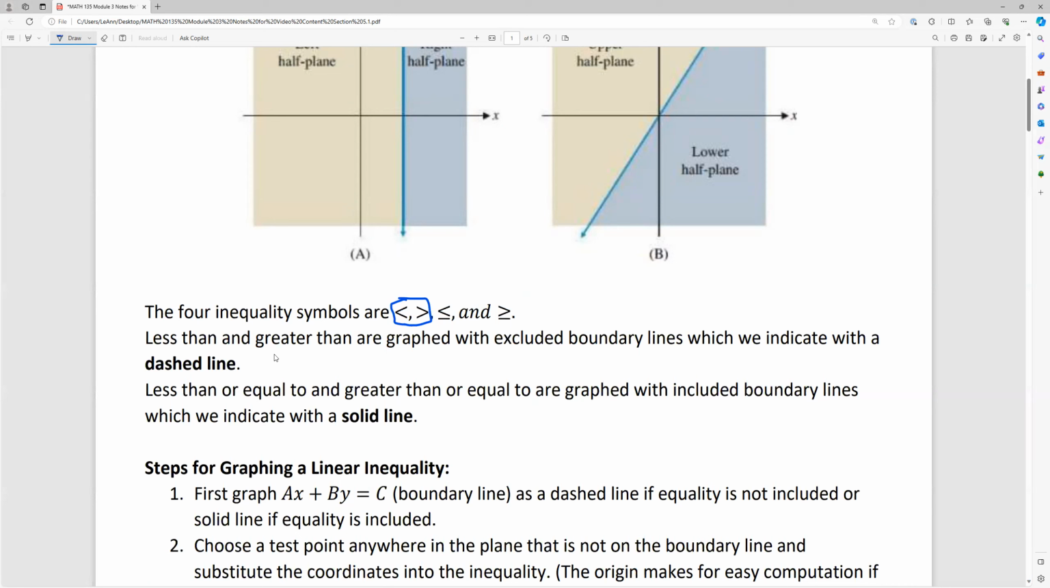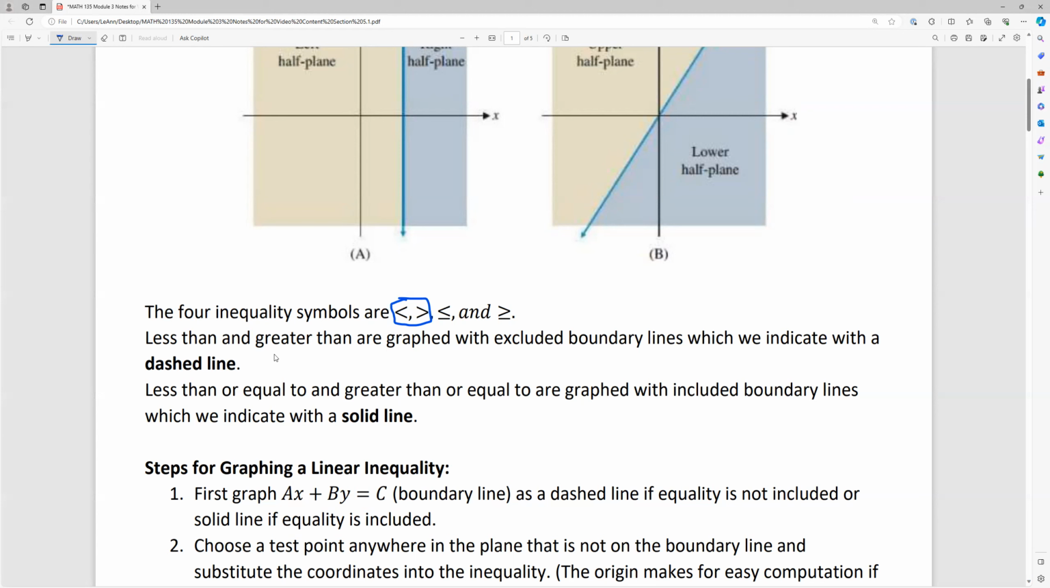That means the boundary line is not part of our solution, because remember, when you're graphing, the whole visual of a graph is you're graphing the solutions or the information that is true in our statement. So say this lower half plane was our solution in this specific one, we would be saying that every ordered pair in that specific half plane makes our inequality true. So that's what we mean when we're saying we're graphing the solution.